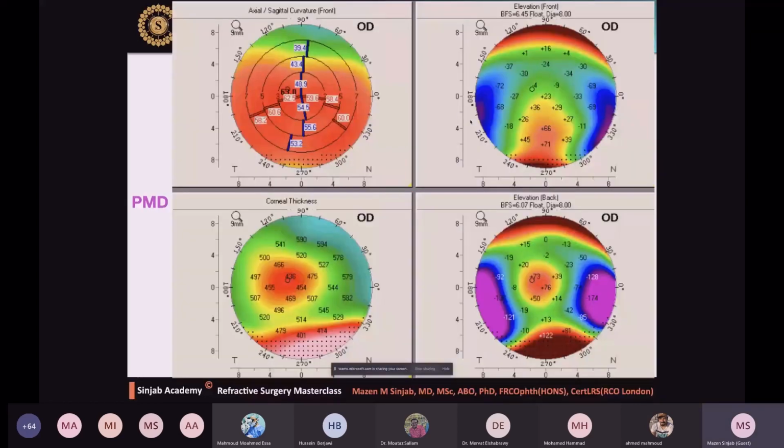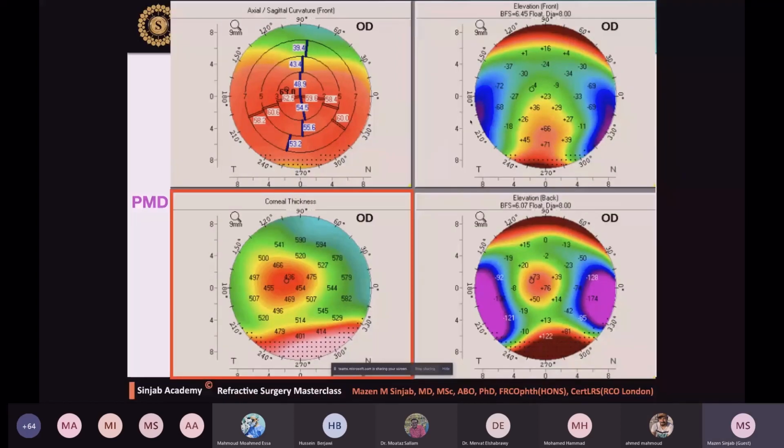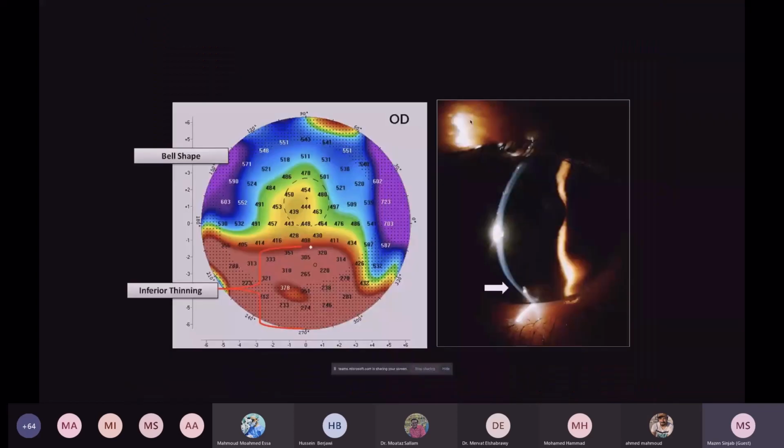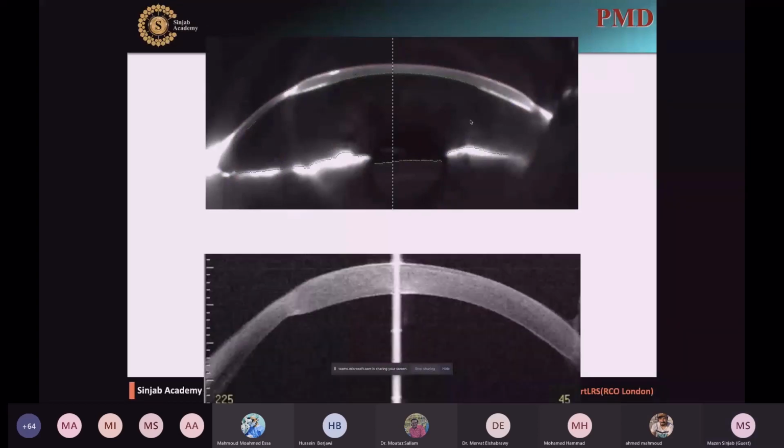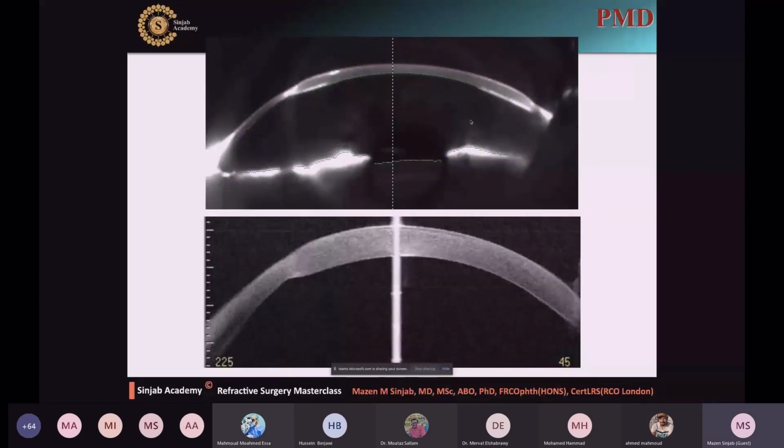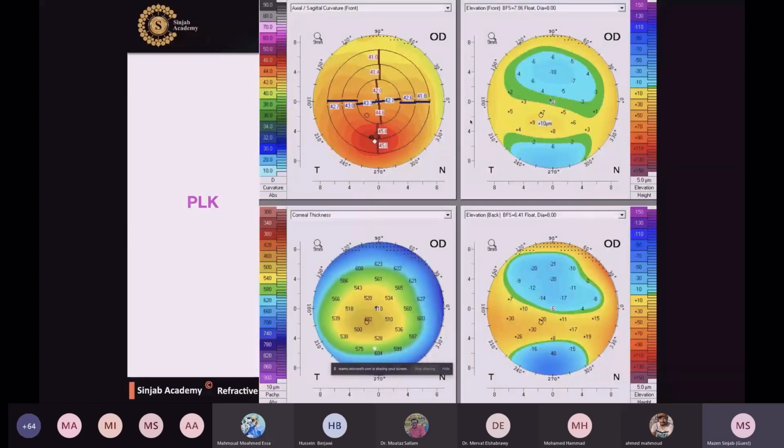We come to pellucid marginal degeneration. We find crab claw on the anterior curvature map, and we find the bell shape on the thickness map. This is a hallmark. The bell shape is the hallmark of pellucid marginal degeneration. As you see, this is the bell shape corresponding to the thin strip in the inferior cornea. This is pellucid marginal degeneration with Scheimpflug on the top and OCT on the bottom. This is PLK, which is pellucid-like keratoconus.